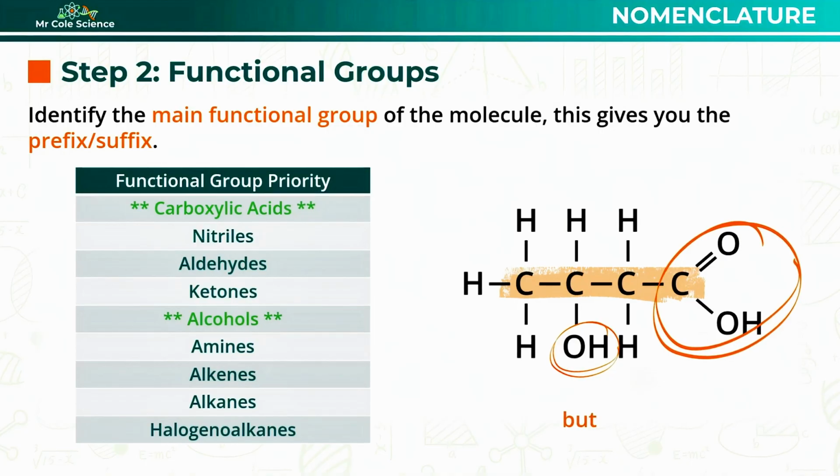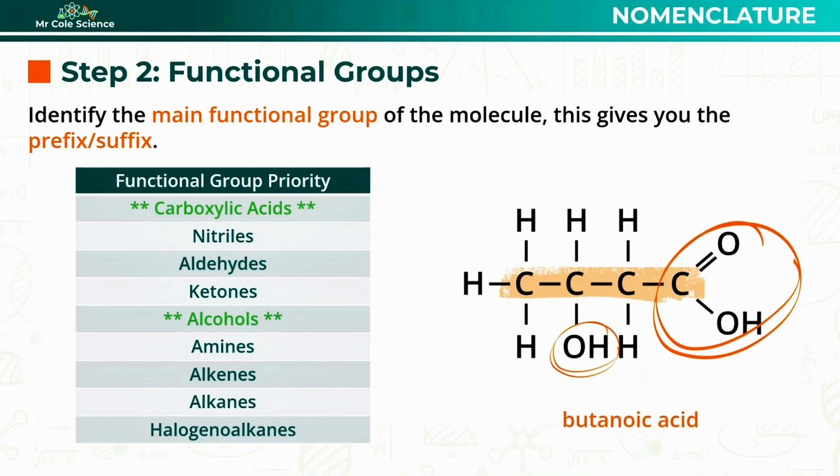So we're going to use the oic acid suffix, again adding in our "an" to show that all carbon atoms are joined with single bonds. For now, we'll write this as butanoic acid because the carboxyl group has a higher priority than the hydroxyl group. In another step later on, we'll come back and add information about that hydroxyl group. The but tells us it has a carbon chain length of 4, the "an" tells us that all the carbon atoms are joined with single bonds, and the oic acid tells us that we have a carboxyl group present.